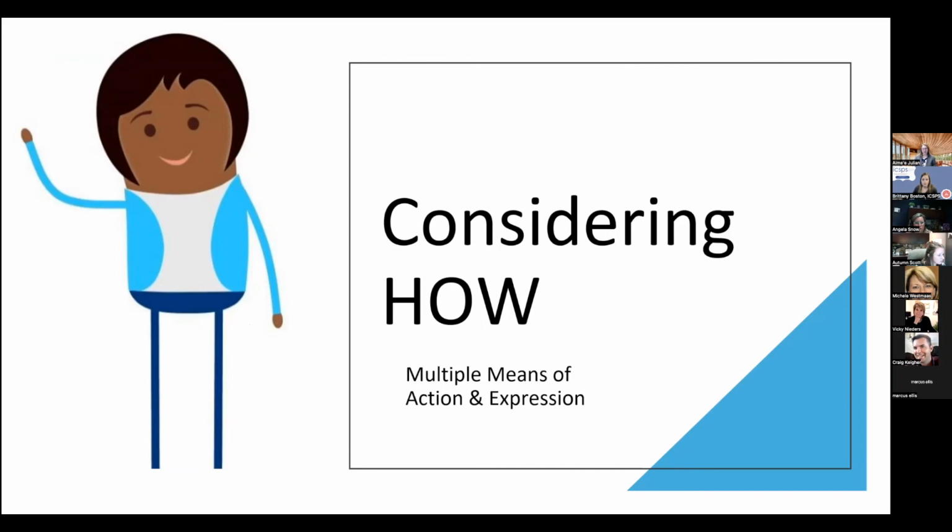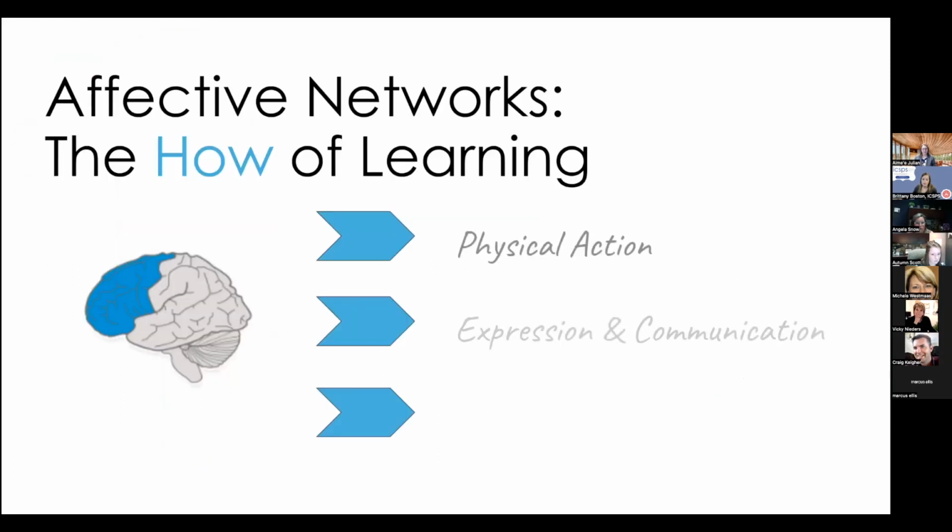Next is the how, multiple means of action and expression. Those are the ways in which we have the how, the strategic network: physical action, expression, and communication, those executive functions that we spend a lot of time with as we talk about learning development.